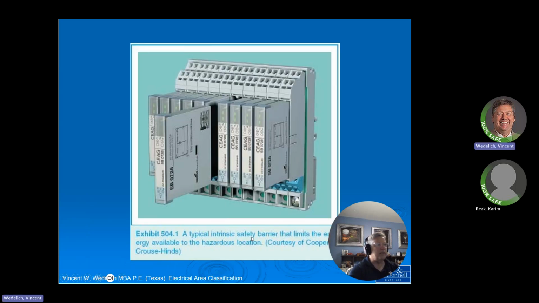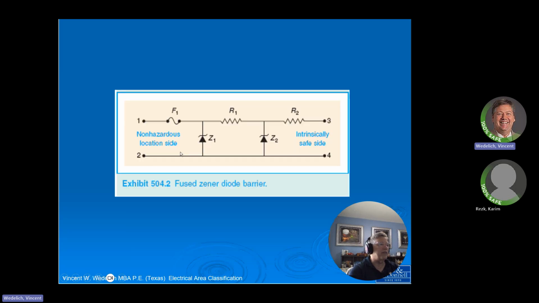This is an intrinsically safe barrier. And the way this works is it limits the amount of energy that can go out into the field, right? Okay. So here's your non-hazardous side inside the box, right? This is your intrinsically safe area outside the box. These are Zener diodes, Z1, Z2. When you buy them, you say, okay, I want a Zener diode for 24 volt DC. If it gets over 24 volt DC, I want it to clamp it, right?